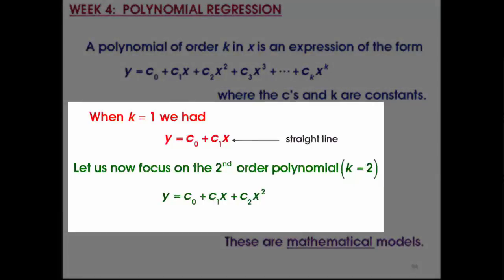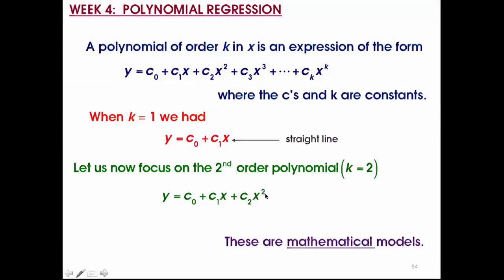Now, when k equals 1, we had y is equal to c0 plus c1x. That was a straight line. And now let's focus on the second order polynomial model, that is when k is equal to 2. So we have y is equal to c0 plus c1x plus c2x squared. Again, straight line model, we had a single x, power 1. Now we have two powers of x. One is power 1 and the other one is power 2.